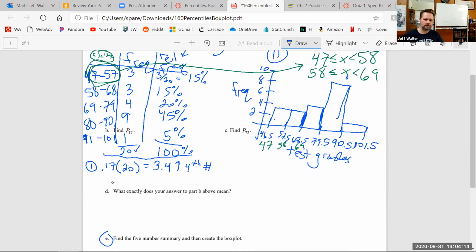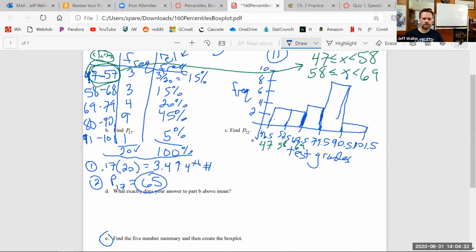So then I go get the answer, right? There's always 2 steps with percentiles. There's where's the answer, and then go get the answer. So what was the 4th number? 65. Yes. So P17 is 65.